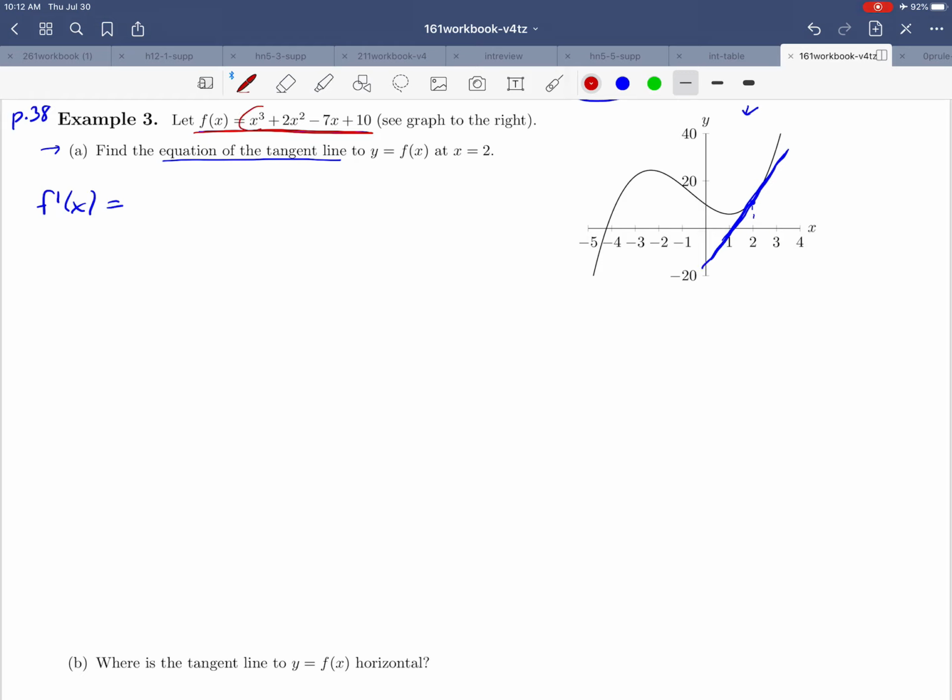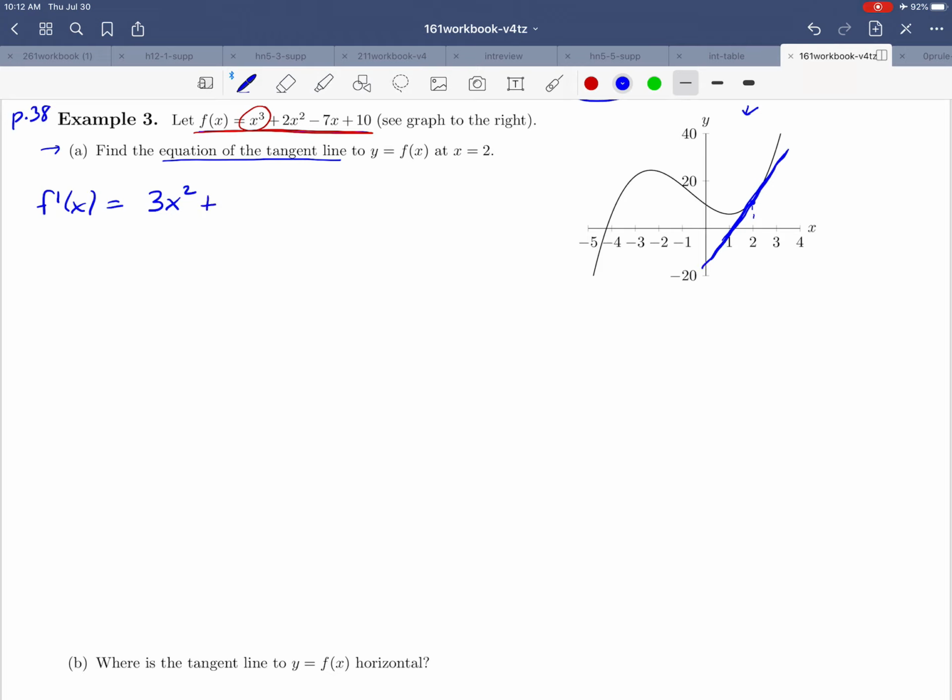Let's start with the x cubed. How do you take the derivative of x cubed? Well, that's x raised to a constant power, so we're going to use the power rule. We're going to get 3x to the 3 minus 1, which is 3x squared. Remember how that works? We bring the power of 3 down and we decrease the power by 1. We'll get 3x squared.